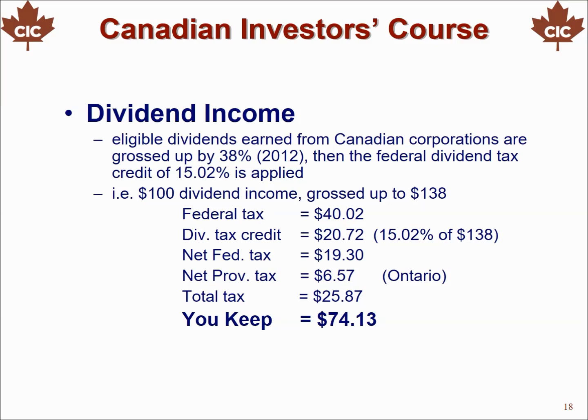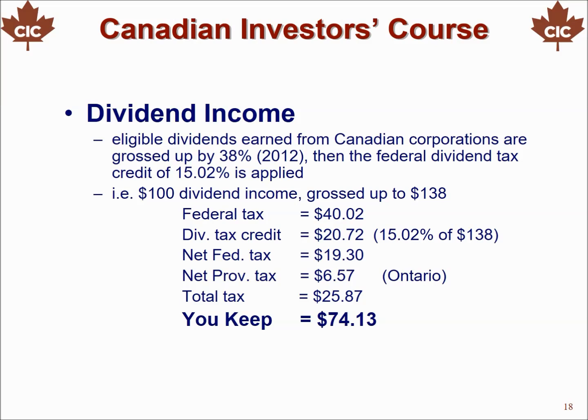Dividend income is, as long as it's eligible dividend income earned from Canadian corporations, grossed up by a factor. In 2012, that factor was 38%. Now it's a little bit more than that. And then the federal dividend tax credit of 15.02% is applied.